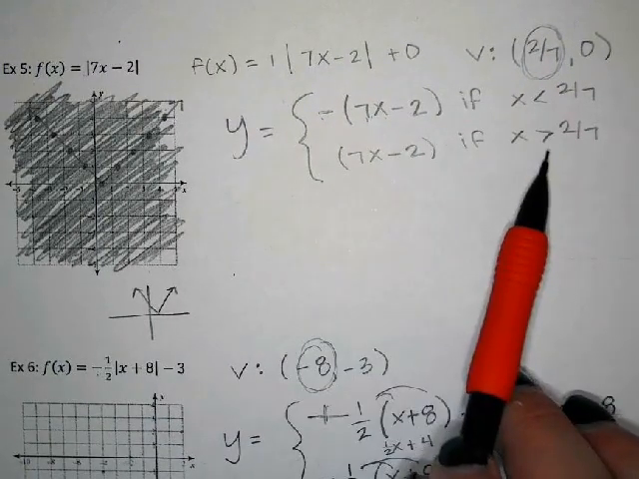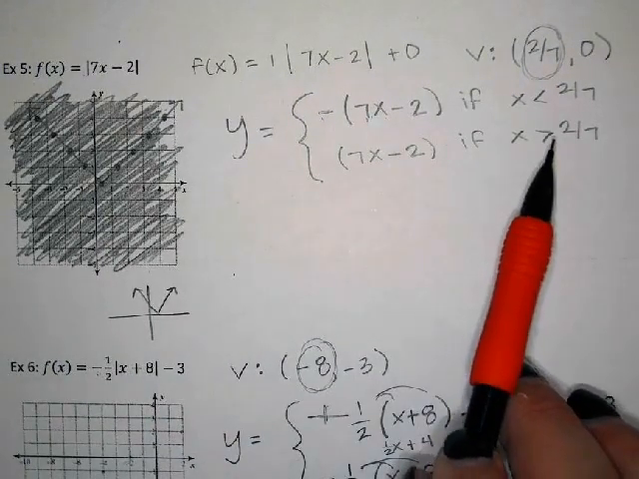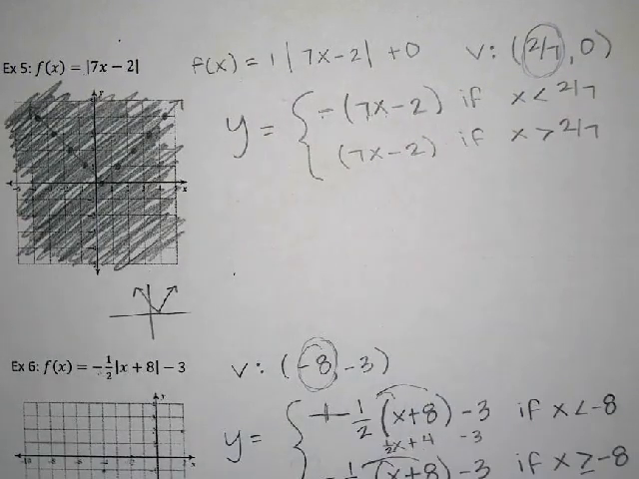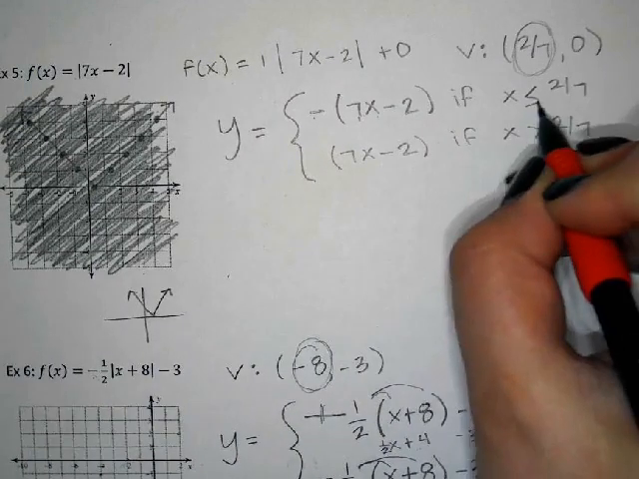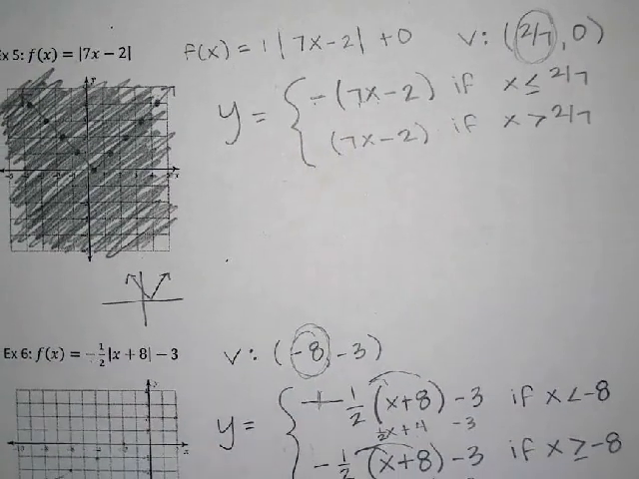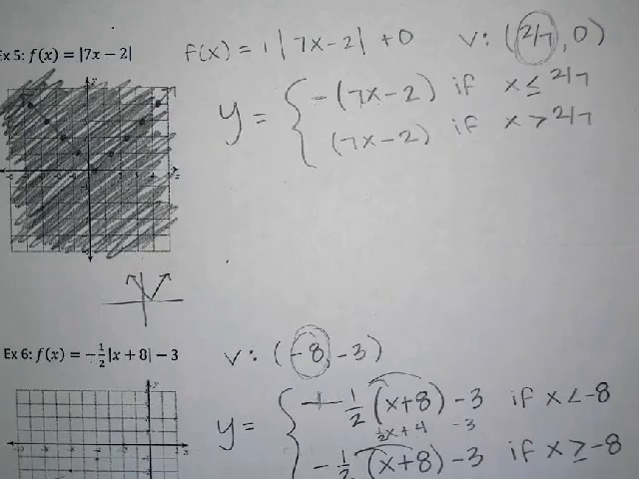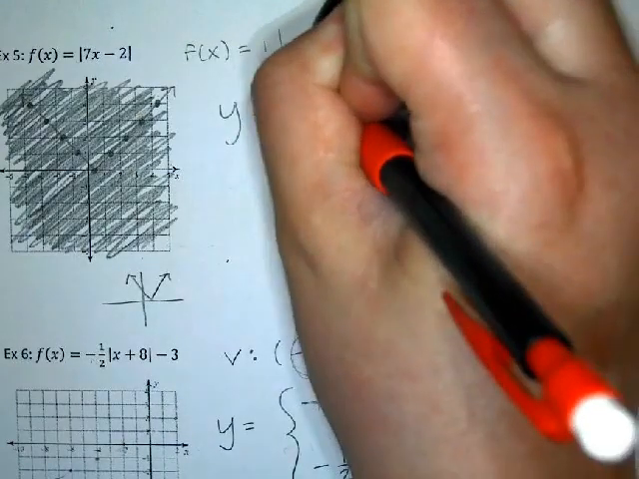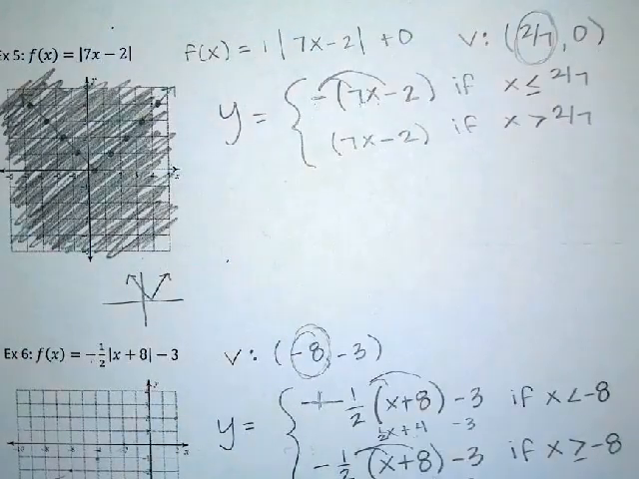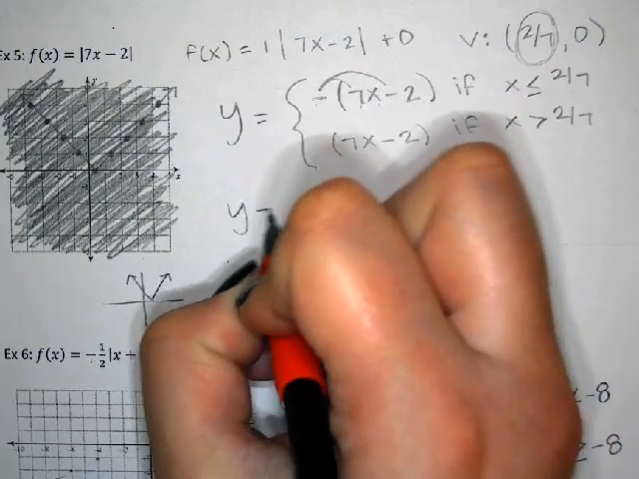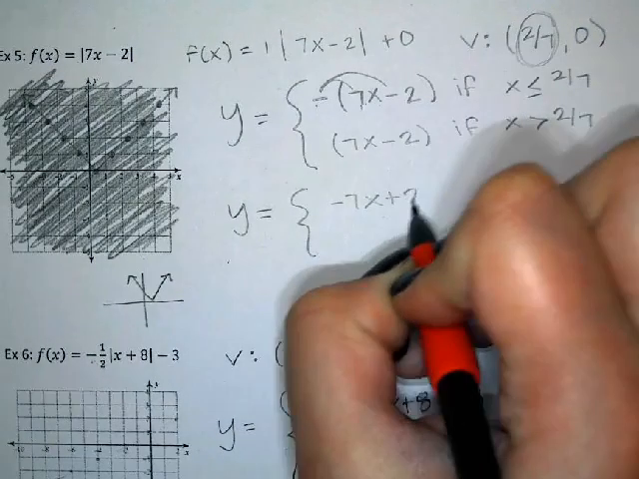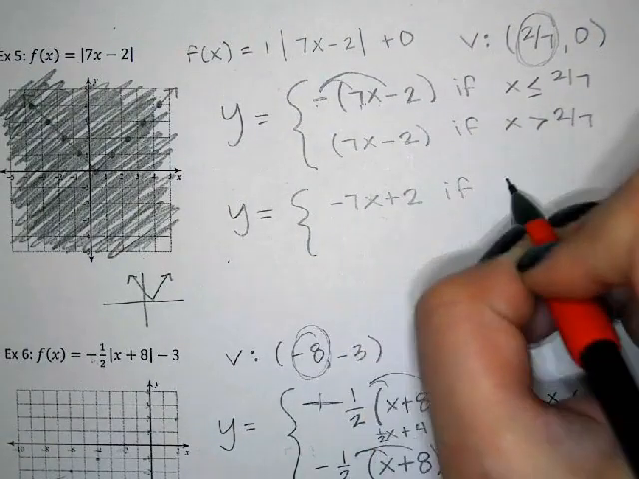Now, one of these has to have an equal to sign. Which one do you guys want it to be? Top. Marvelous. Okay. So now, what do we need to do? Simplify. So I'm going to take my negative, and I'm going to distribute it. And what do I get? Okay, negative 7x plus 2, if x is less than or equal to 2/7, okay?